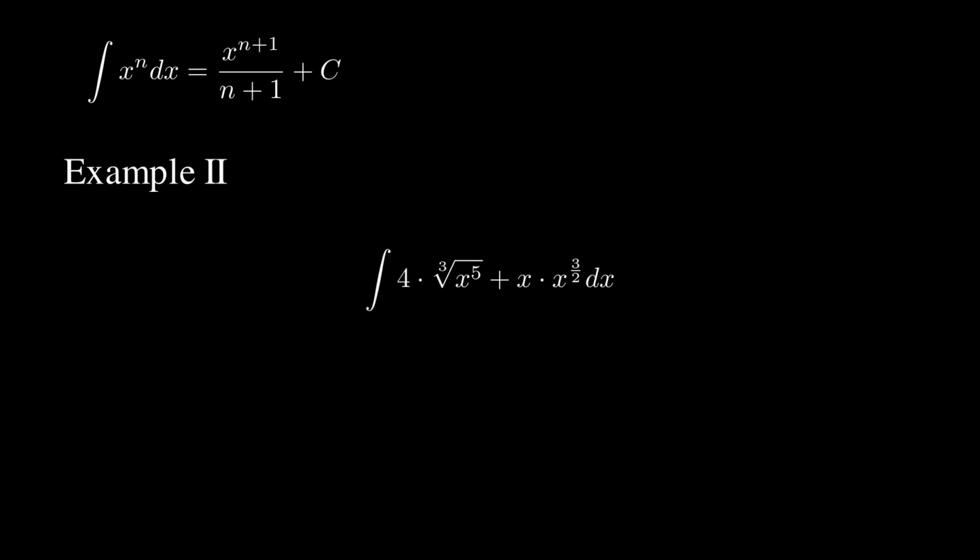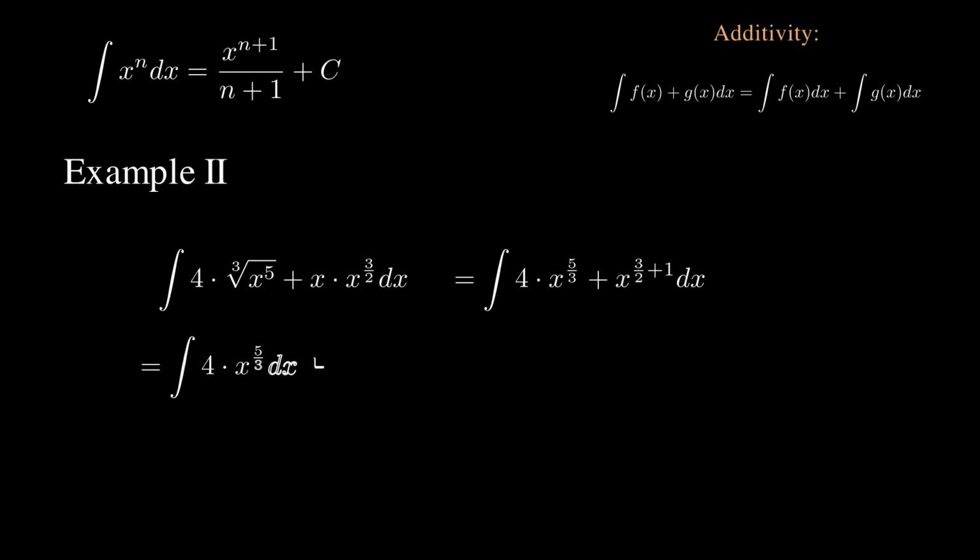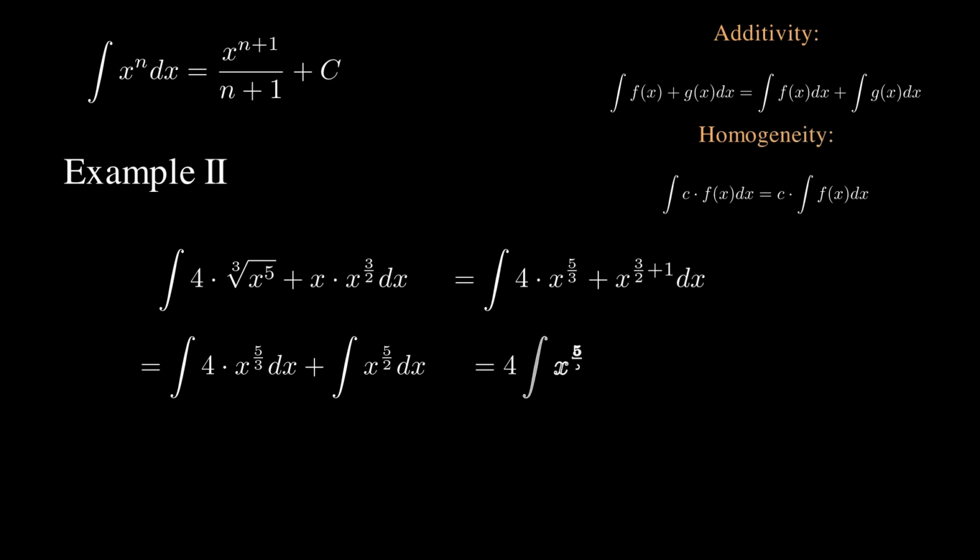In the next example, we'll solve a similar but more advanced problem. The first thing we do is change the roots to powers to make it easier to use our formula. Then, thanks to additivity, we can separate this integral as a sum of two integrals. And we can see that the first one is multiplied by 4. We can put this 4 outside the integral, thanks to the property called homogeneity, and that's all.